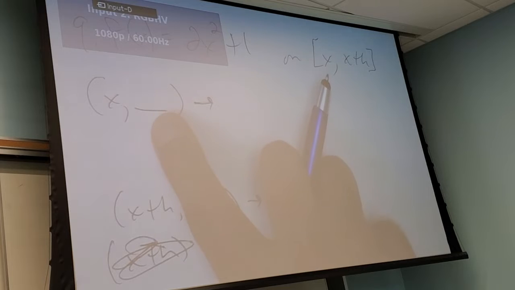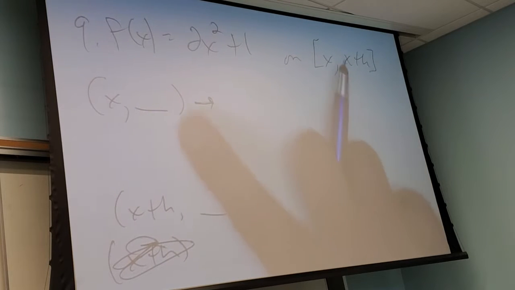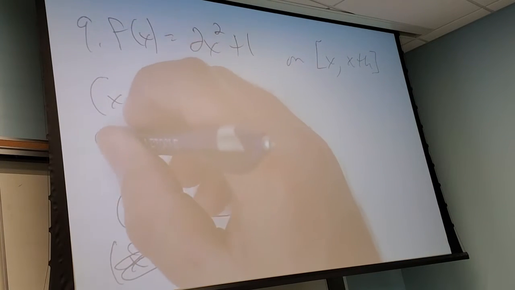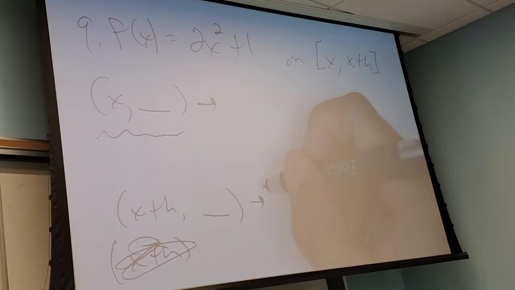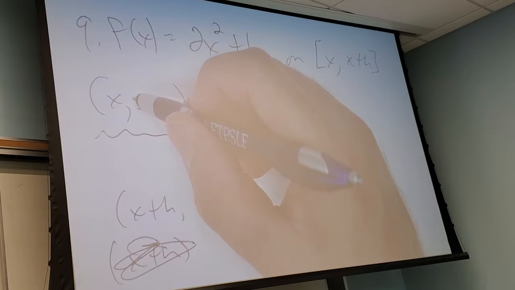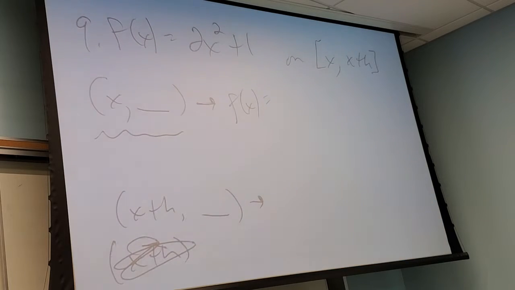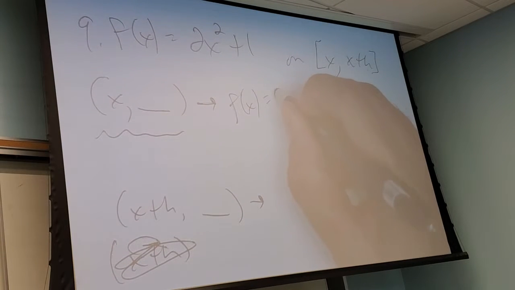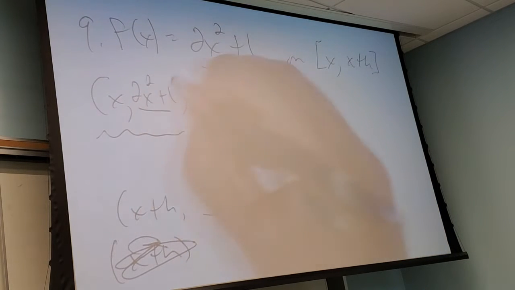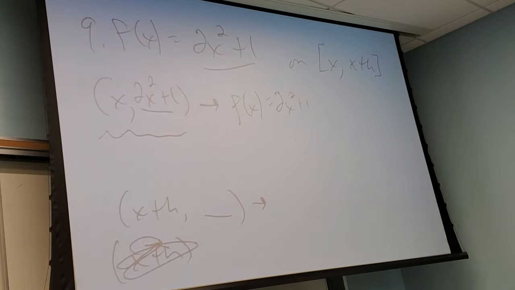So this is the way I would set mine up. I have to figure out this point, x comma something, and this point, x plus h comma something. What's funny about this one: what's the input for this point? x. And when you put an x in, what do you get out? You get 2x squared plus 1. So that point is already given to us. When I put an x in, I get 2x squared plus 1 out. That's what the function directly tells me. No work to do.